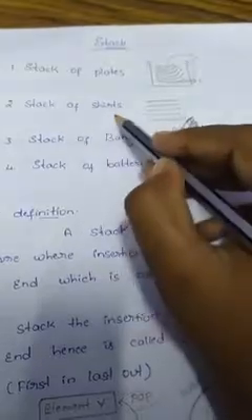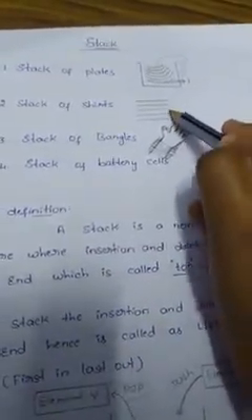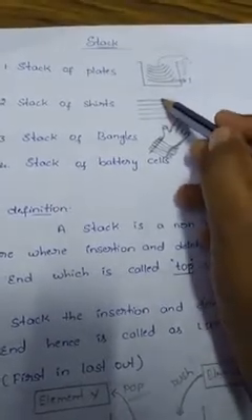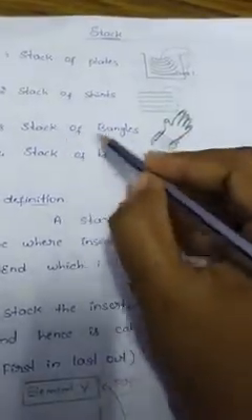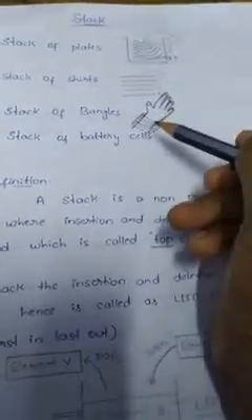Similarly, with a stack of shirts, we store the shirts one by one, that is first shirt, second, third, fourth and last shirt. When we have to remove these shirts, we have to remove the last shirt first. Similarly, a stack of bangles and a stack of battery cells.